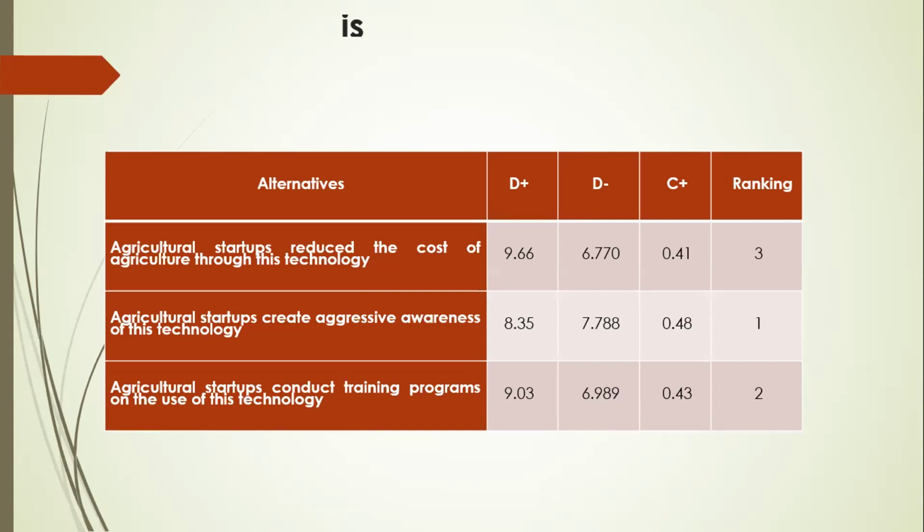And last, and also important in terms of a farmer, is the cost of that technology. As an agriculture startup, I can develop n number of technologies, but how affordable that technology is to the farmer is also very important. So these are the 3 alternatives that we found out, and we have ranked them accordingly.